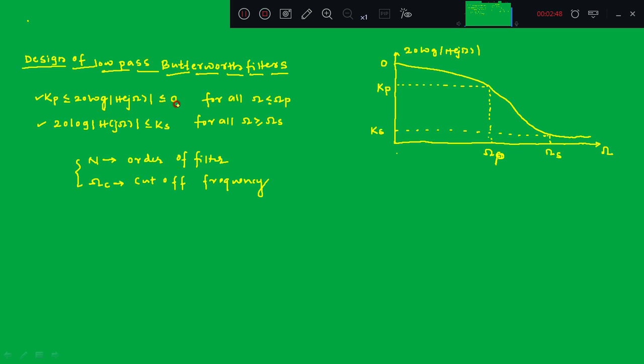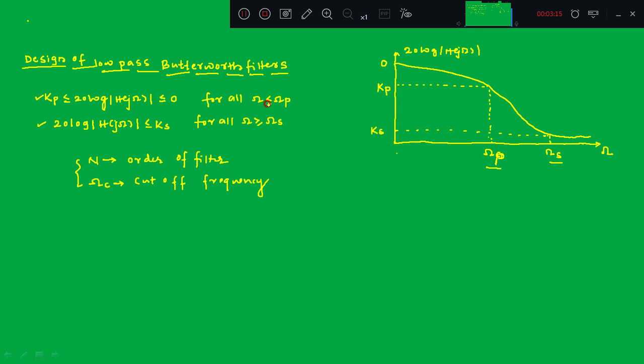So what are these specifications? They are explained with the help of the magnitude response here. This omega p is called the passband frequency, and this omega s is known as the stopband frequency. Kp is known as the passband gain, and Ks is known as the stopband gain. Both of them are negative.